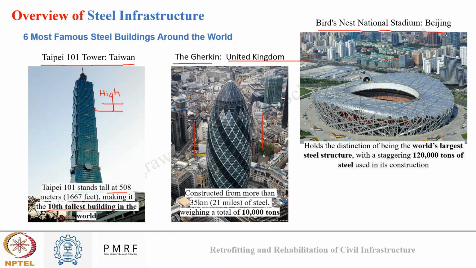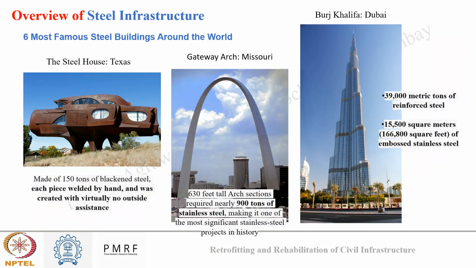So, in this structure, this is the world's largest steel structure that is there currently, and it has a staggering 120,000 tons of steel used in its construction. So this structure was solely constructed with steel, and you can see how a complex geometry was possible due to the versatility of steel.